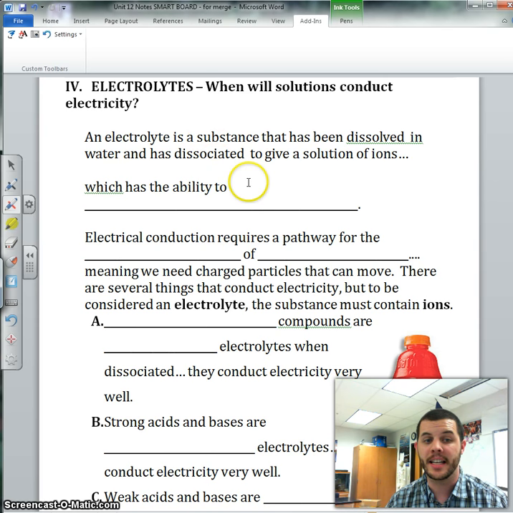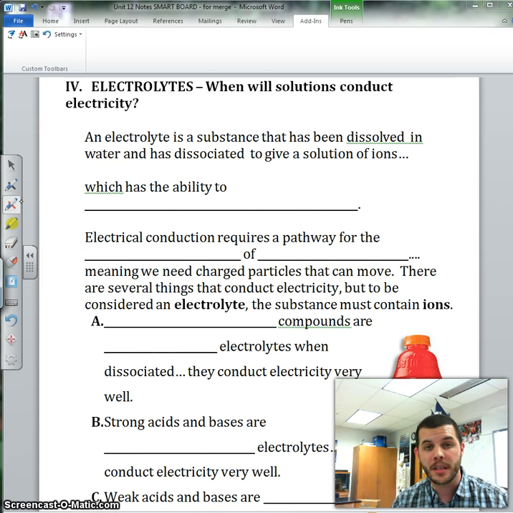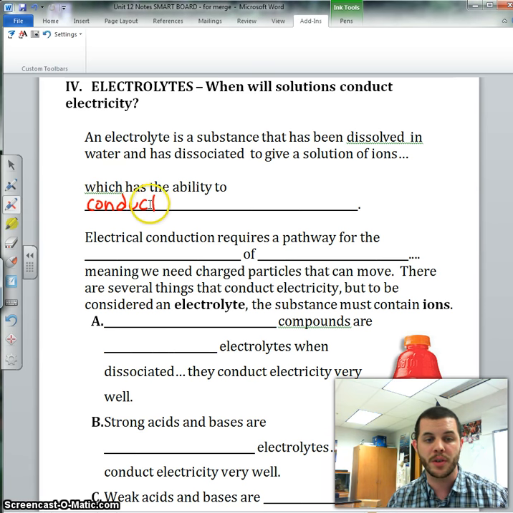First off, we wanted to understand what an electrolyte is. So we ask ourselves, what is an electrolyte? An electrolyte is a substance that has the ability to conduct electricity when it's in solution. And that means when it's been dissolved into water.